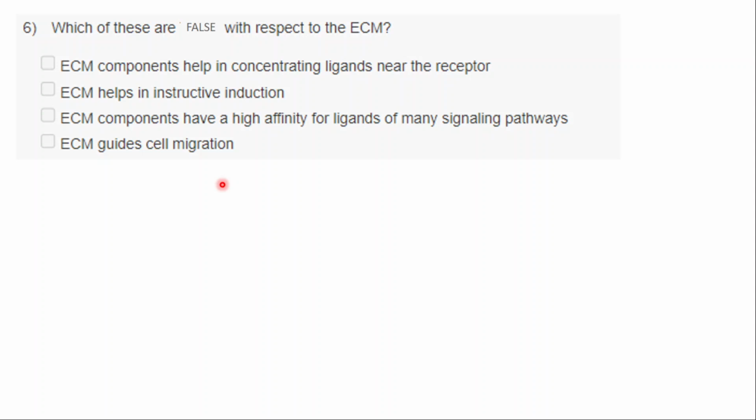This might be a bit tricky, but I think you guys can get to the answer. ECM components help in concentrating ligands.